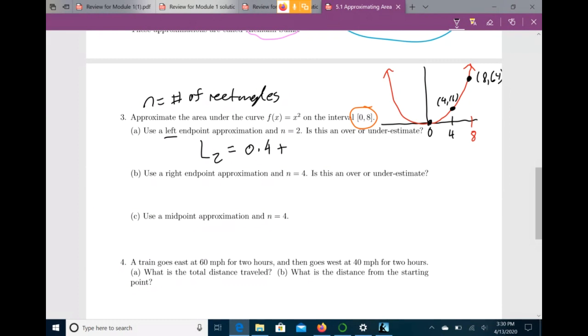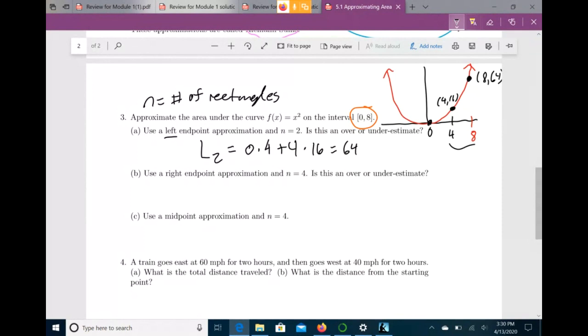What will be the height of the next rectangle? Good, 16, right? Or sorry, you're plugging 4 into the function. 4 is the left endpoint of the second interval. So it'll be 4 times 16. 4 because that's the width. So this just ends up being 64. So it's not really a good approximation, is it? This is basically all the area that we measured. But as you use more and more rectangles, you'll get better and better.